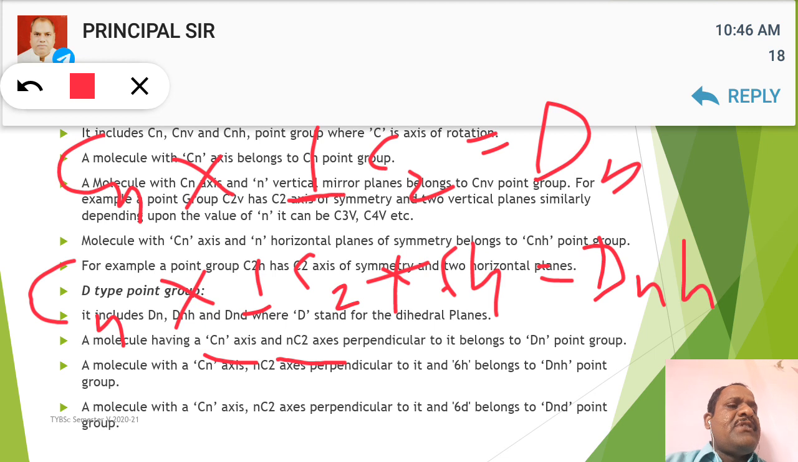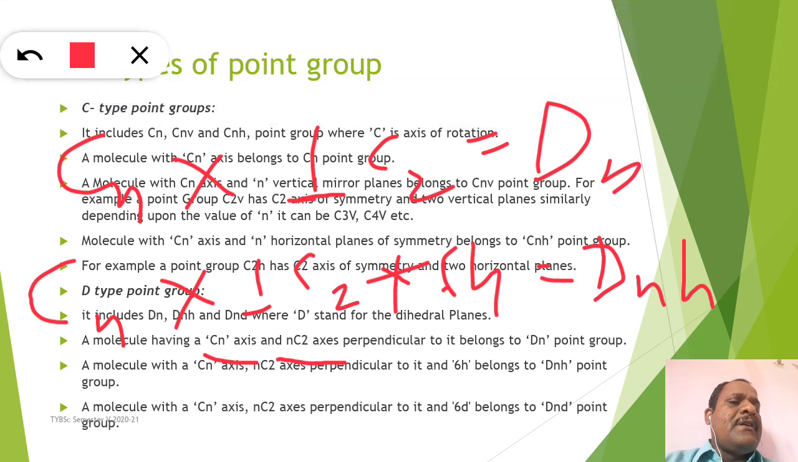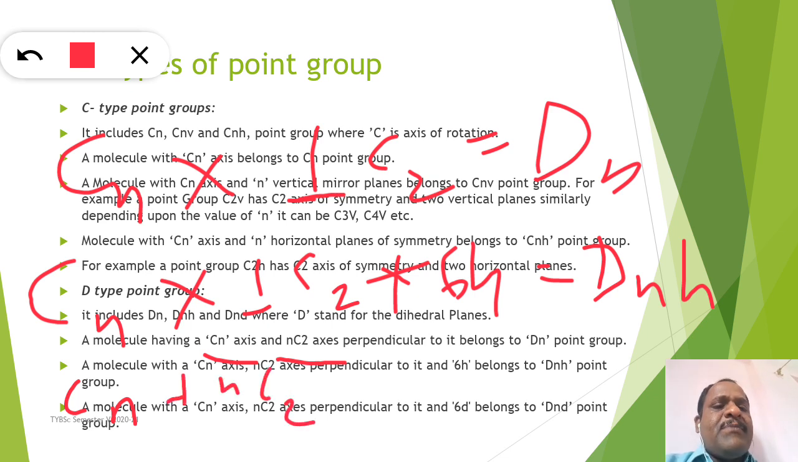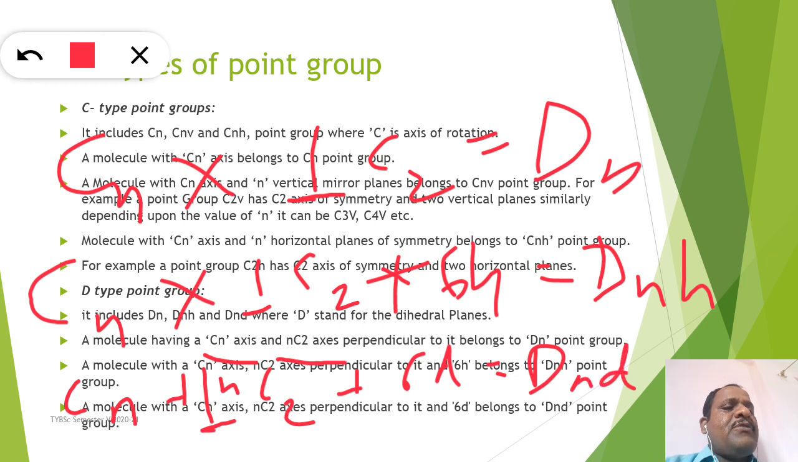What is the requirement for DNH point group? CN, perpendicular C2, and sigma h. And what is the requirement of DN? CN and perpendicular C2. Third category for D type of point group is again CN, n number of C2 axes perpendicular to it. Then there is a presence of sigma d. So what will that point group be? D type of point group.